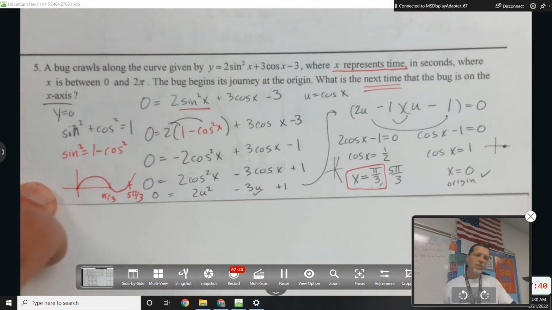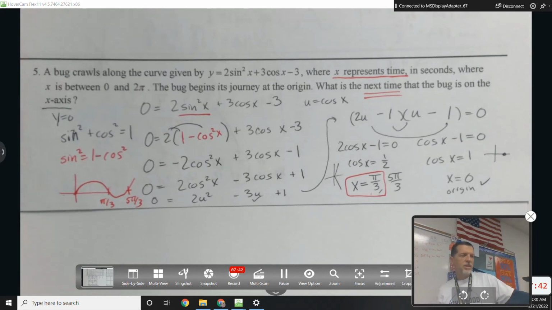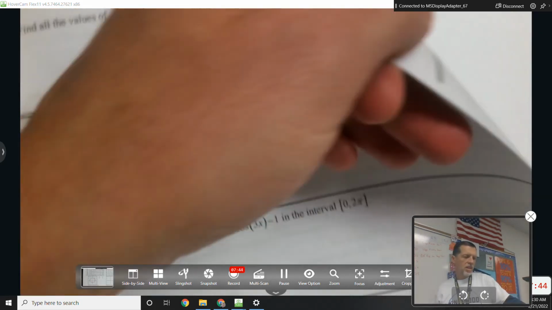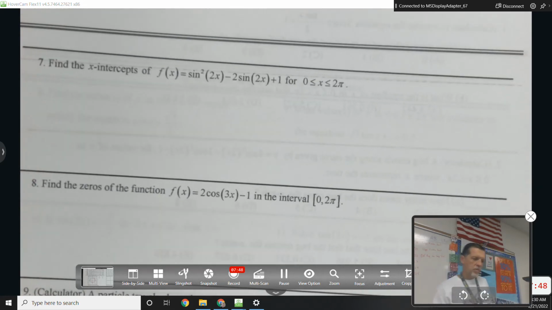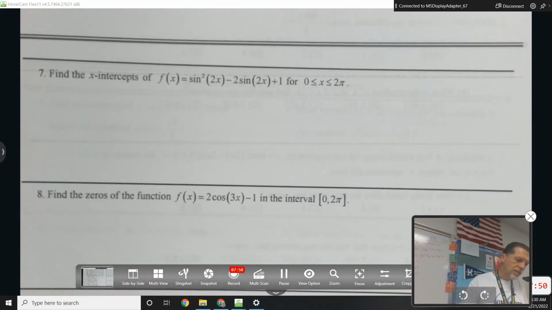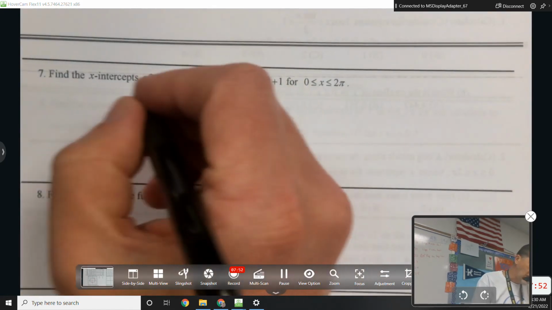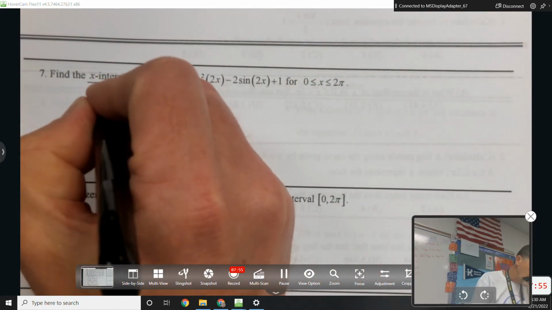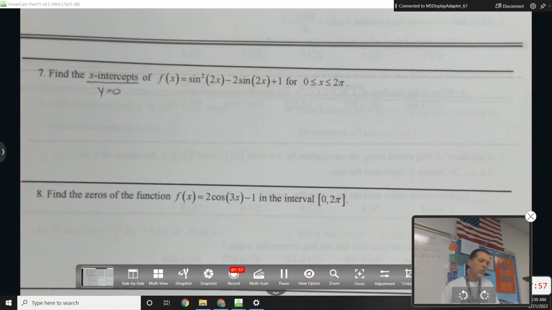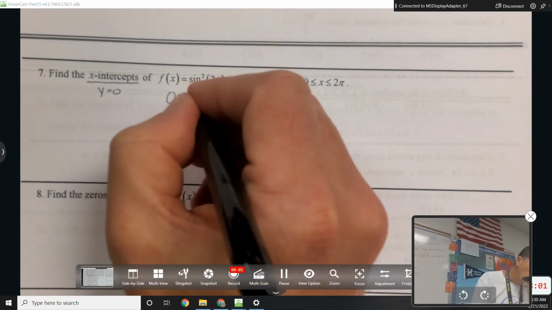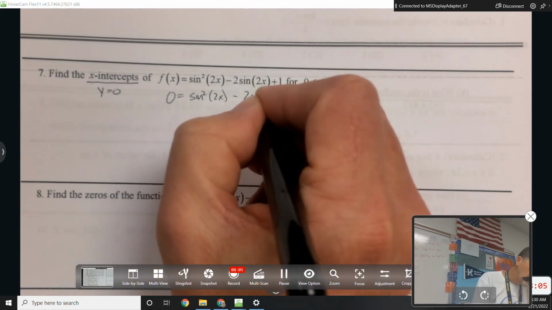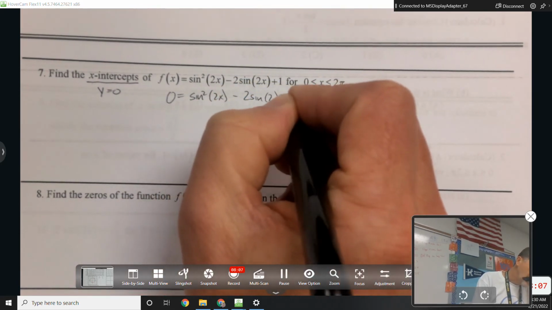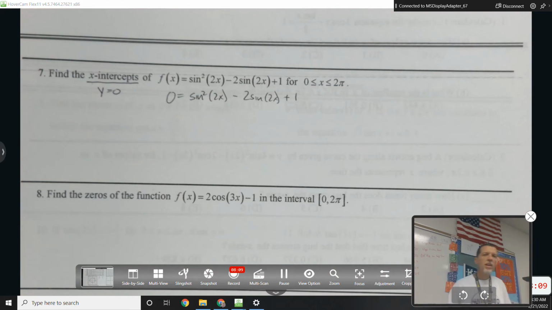And what was your other question, Crystal? 7? Find the x-intercepts. Oh, 7's a good one because the 2x thing in there. So x-intercepts means y is 0. 0 equals sine squared 2x minus 2 sine 2x plus 1.